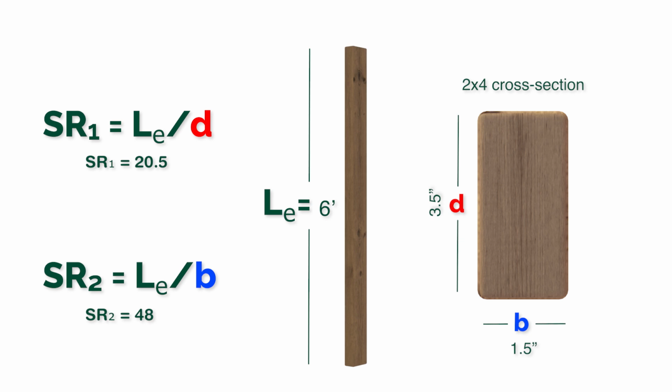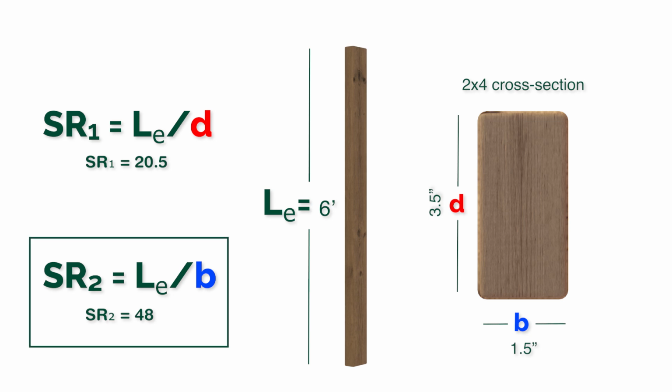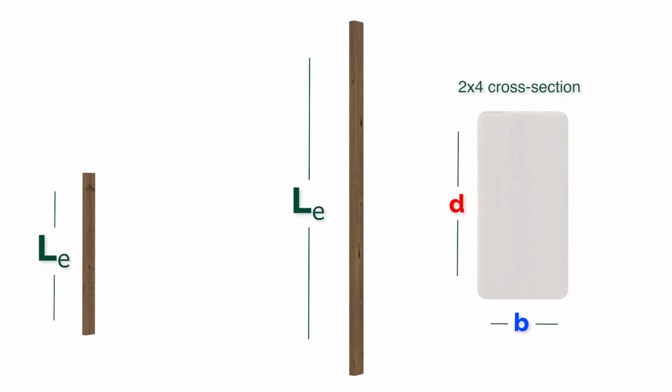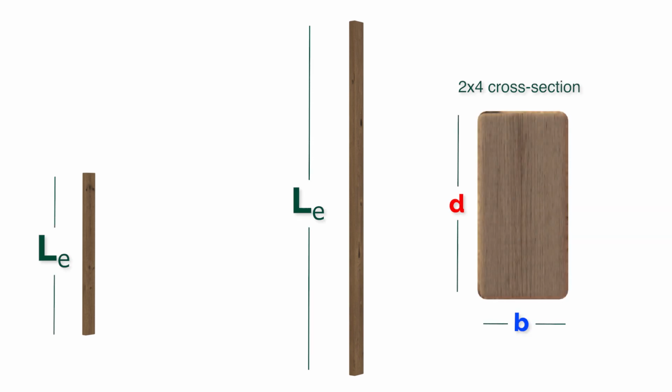When evaluating a column for buckling strength, the highest ratio must be used for subsequent calculations, as that is the axis in which the column is most susceptible to buckling. This 2x4 member is most likely to buckle across the dimension B. Similarly, another column with the same cross-sectional area, but a longer effective length, will have a higher slenderness ratio, and be more susceptible to buckling when placed under the same load.